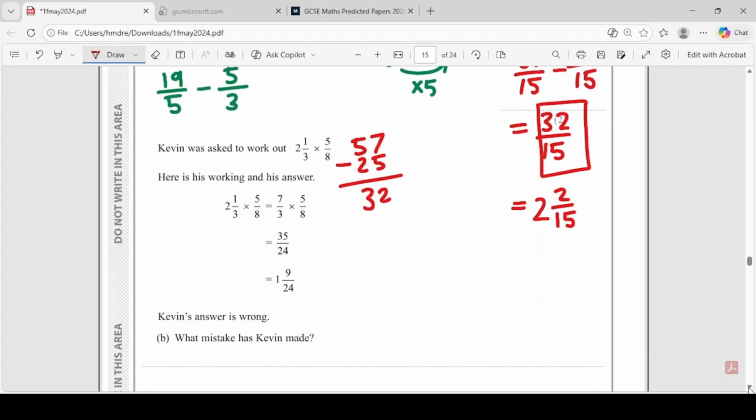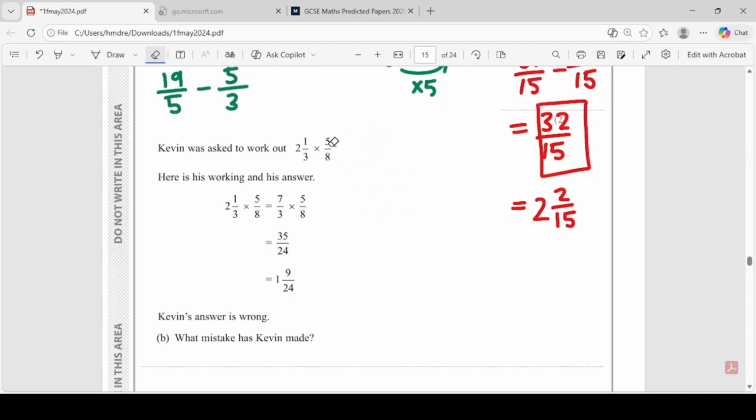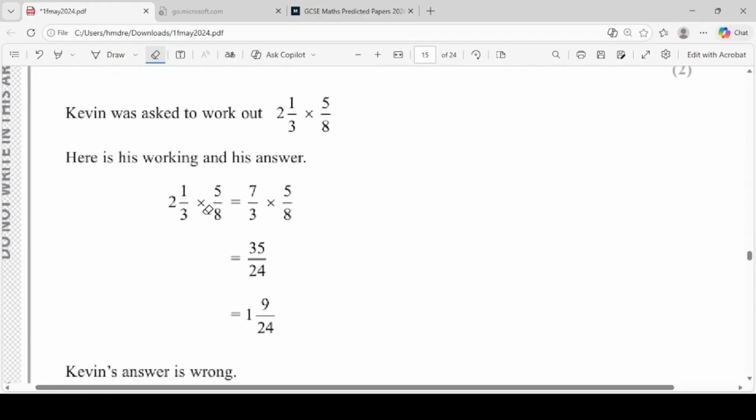Okay, and then Kevin was asked to work out this. Here is his working and his answer. Kevin's answer is wrong. What mistake has Kevin made? Let me just clear up some space here. Okay, so first of all, we're going to just check what he did here.